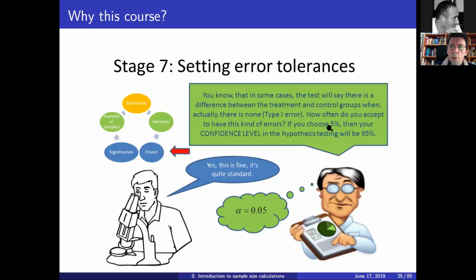And so when you see all these publications that they have a confidence level of 95%, what they mean is that in case there is no difference between the control and treatment, I still have a 5% probability of saying that there is, just because I was unlucky with my sample.